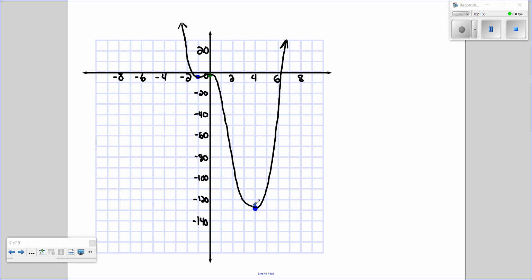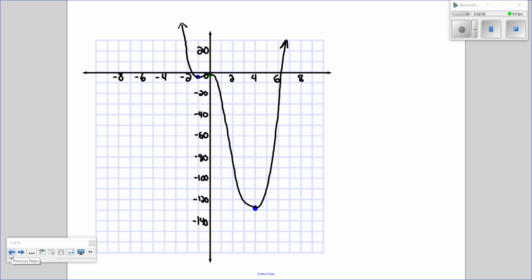The function is decreasing from negative infinity to -1. It's increasing from -1 to 0. Notice it slides up slightly here. Then it's decreasing again from 0 to 4. And then it increases from 4 to infinity. There is my curve.